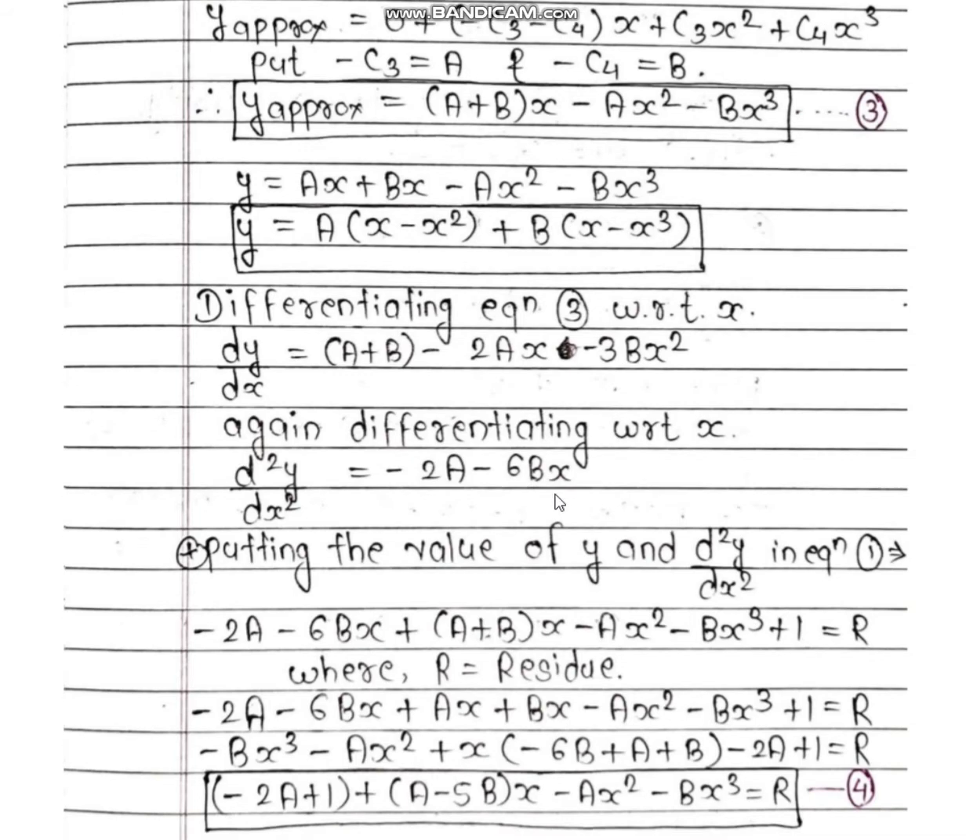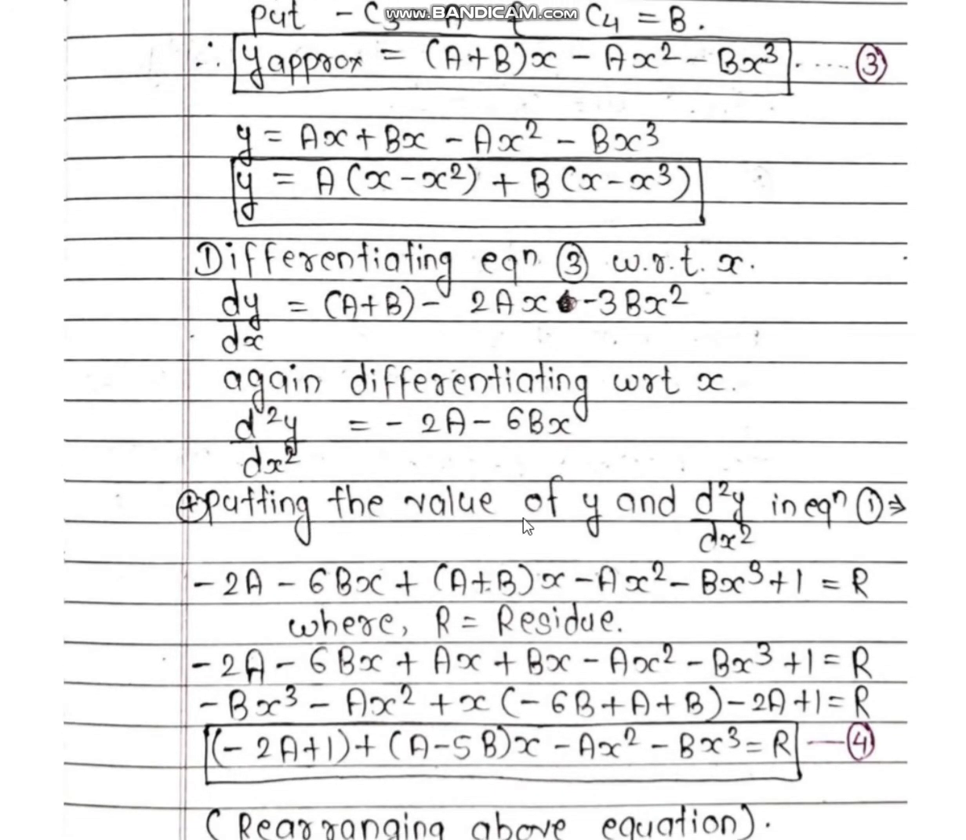So now what we have to do, that we have to put the value of y and d2y by dx square in equation number 1. Here we can see that in equation number 3 we have got the value of y, that is a plus bx minus ax square minus bx cube, and the value of d2y by dx square is minus 2a minus 6bx. So we have to put these two values in equation number 1.